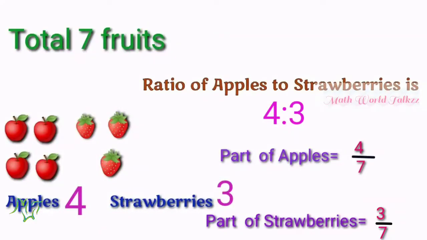We can find the part of apples and strawberries from the ratio itself. The corresponding ratio is 4 for apples. So 4 by the sum of its ratios, that is 4 plus 3 equal to 7, which we write in the denominator. So the part of apples is equal to 4 by 7.